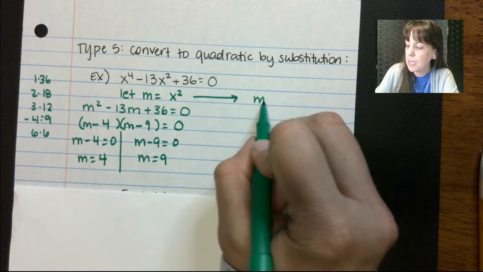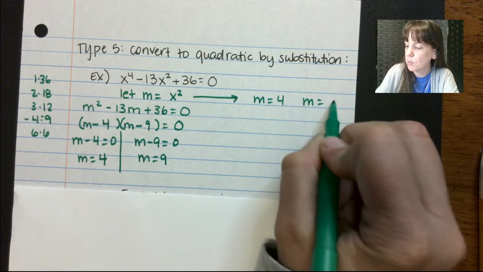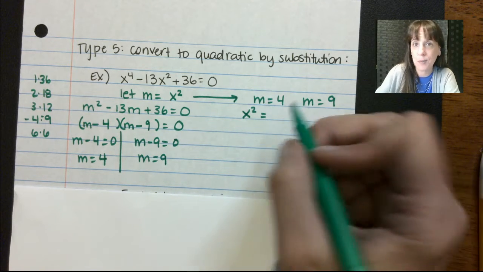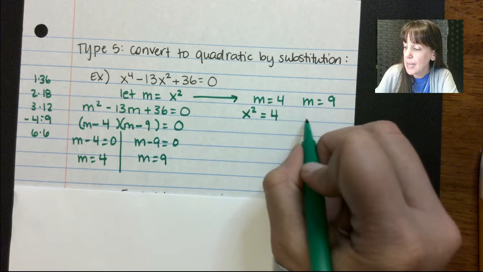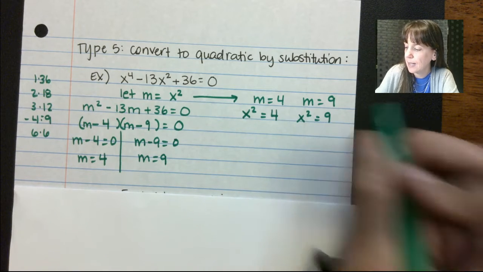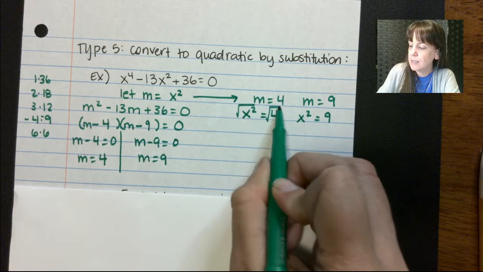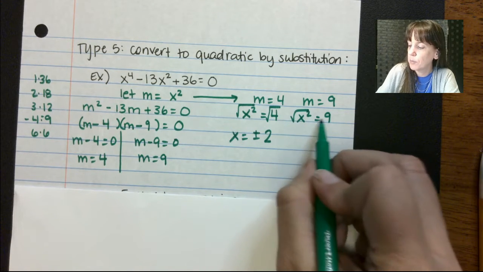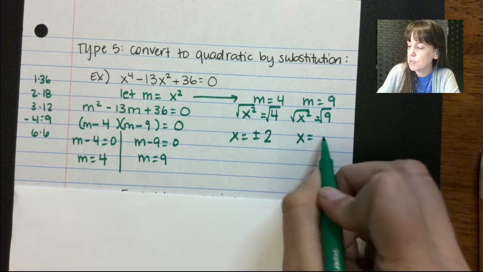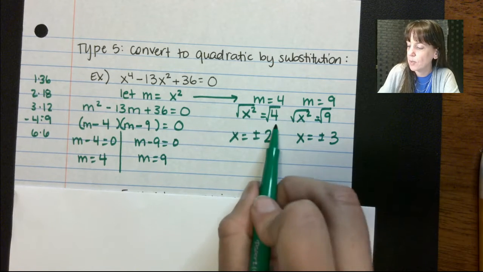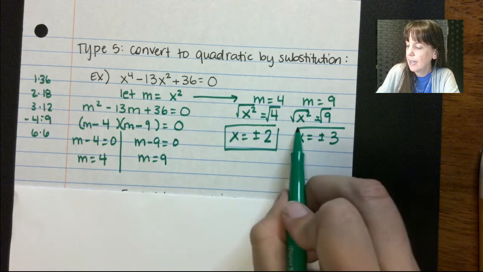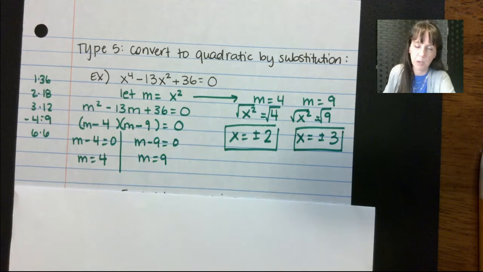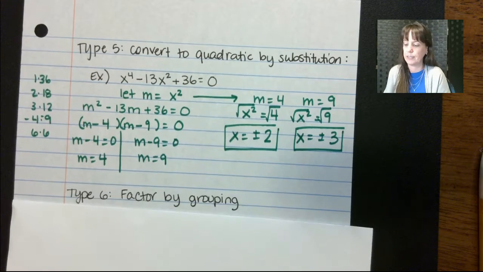So we have m equals 4 and m equals 9, except x squared we can substitute back in for our m. So x squared equals 4, and x squared equals 9. Square root both sides, I get x equals plus minus 2. Square root both sides, and I get x equals plus minus 3. So I have 2 answers here and 2 answers here, for a total of 4 answers, and I look at my original problem. How many should I have? 4, so I've done this correctly.